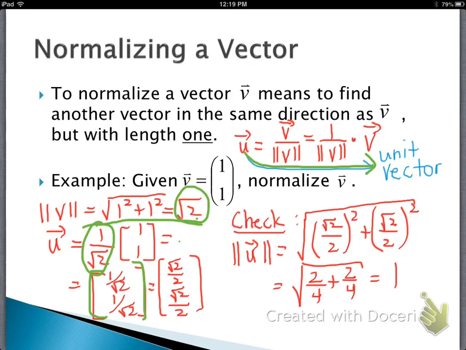You guys probably remember from pre-calc or algebra that you usually don't like to leave the roots in the denominator, so you want to rationalize, and we get square root of 2 over 2, square root of 2 over 2. Although you don't need to do this, it's a nice check to see if it's a unit vector, because the length of it is 1. If you take each of those terms and square it, you're going to get 1.